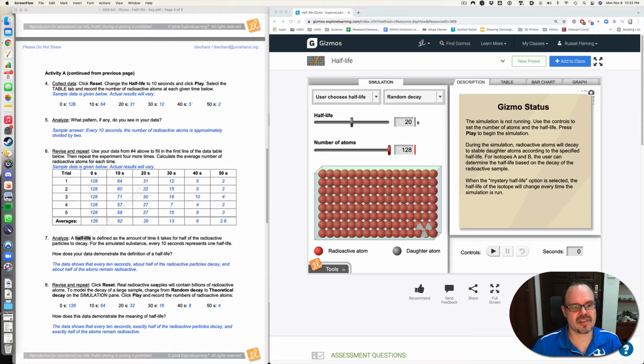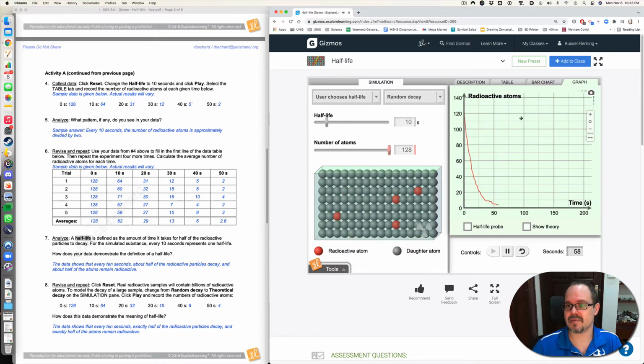And then the key thing here is to turn on the theoretical. So I'm going to do this here. We set this to 10 seconds. We go start, turn on the graph. And then it tells you to show theoretical decay. So right here it has the graph of what it should be. You can see that it matches the graph in here. It didn't. So real life doesn't always match the perfect pattern.